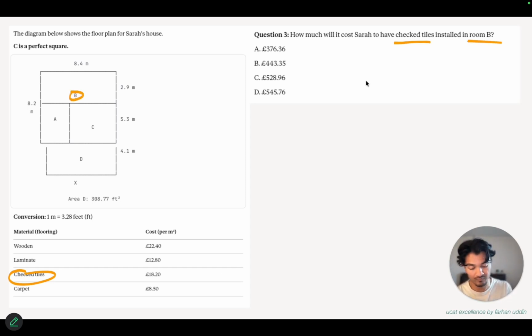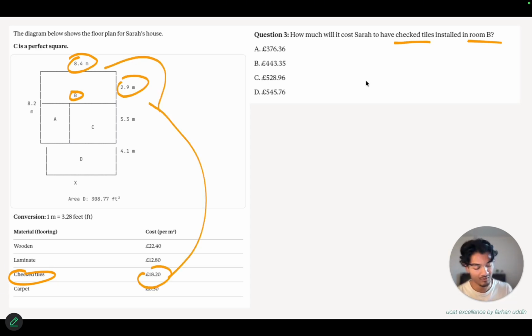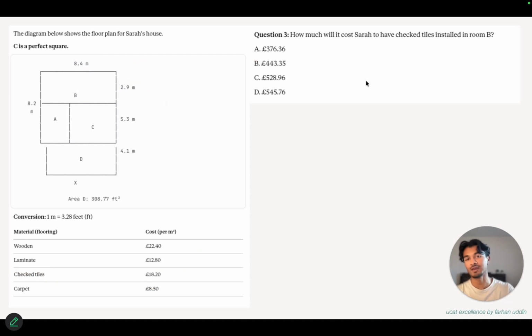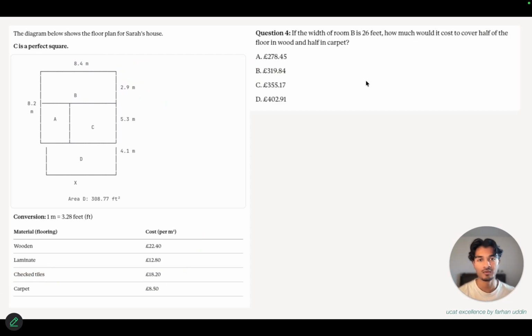The length and width, which we've got here. So it literally just looks like multiplying these numbers together. And when you do that, you get your answer of B in this case. So a bit more of a straightforward one here. And lastly, we've got one more. Feel free to pause the video here and have a crack.